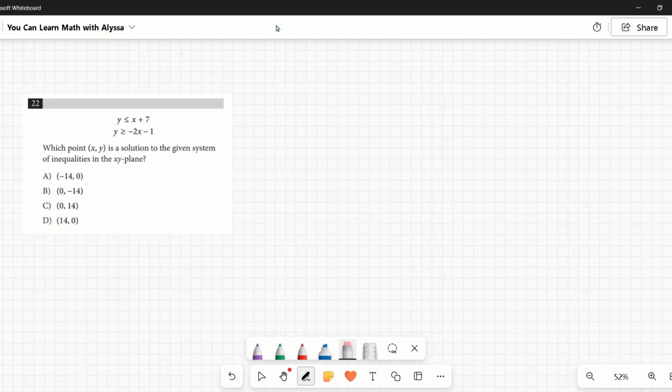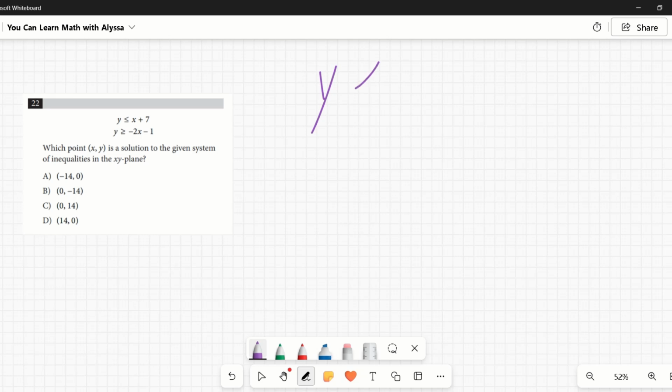When you are trying to find a solution to a system of inequalities, there are 3 different ways you could do this. And which one is the fastest is going to be up to you. Because this is multiple choice, we have these 4 points here. If you wanted to, you could plug each of these points into these 2 inequalities and see which ordered pair, which point, makes both of these statements true. So you could do that.